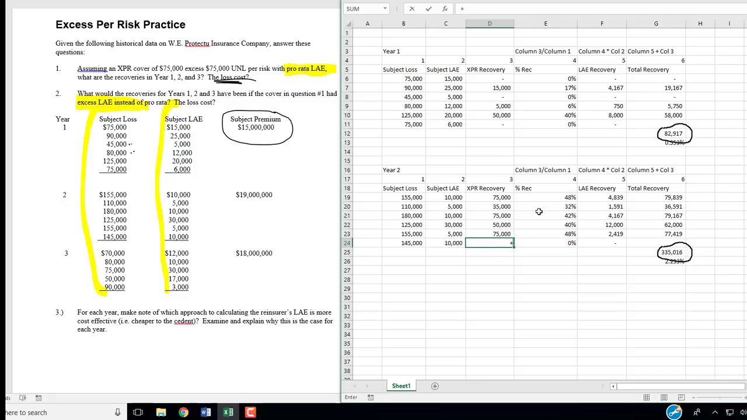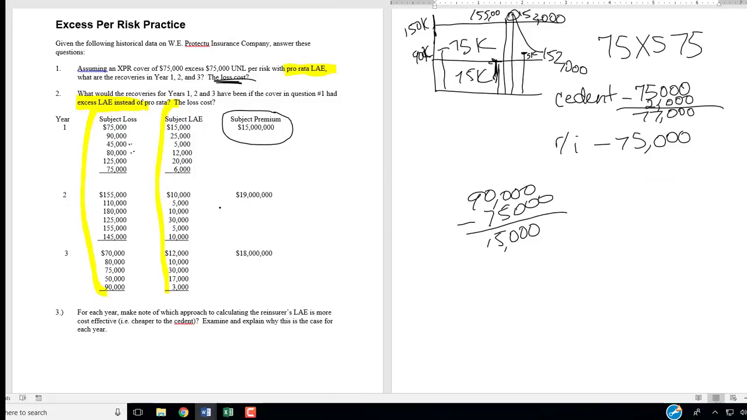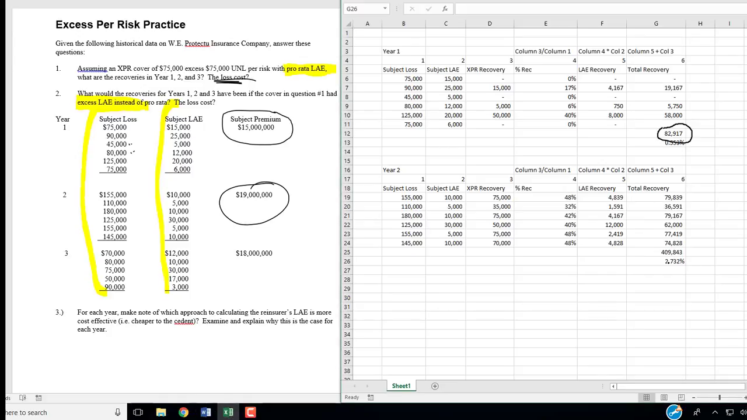And last, 145,000 does not exceed the attachment point. So we can just do 145 minus 75,000 and that's $70,000. Again, all of our LAE recoveries are automatically calculated because they were in the formula. And our total reinsurance recovery is $409,843. But don't forget that we have a different subject premium now. So let's go back to our calculation. And instead of being divided by 15 million, it's divided by 19 million. And so our loss cost is 2.157.